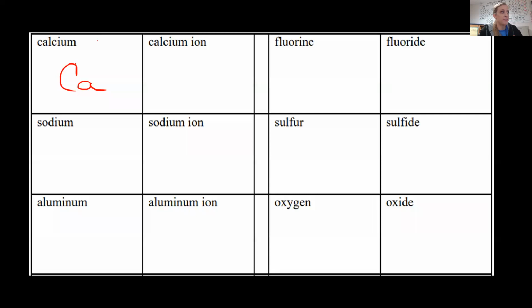How did you get to 2? I looked at the periodic table, and it is in group 2, right? Yeah, group 2 means 2 valence electrons.